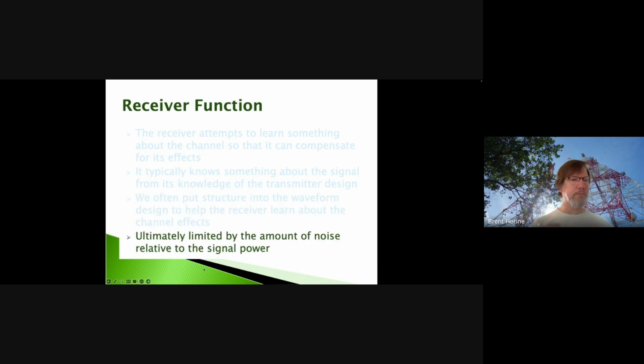Now we can try to compensate for a lot of effects, but ultimately we're limited by the amount of noise relative to the signal power, or signal to noise ratio.